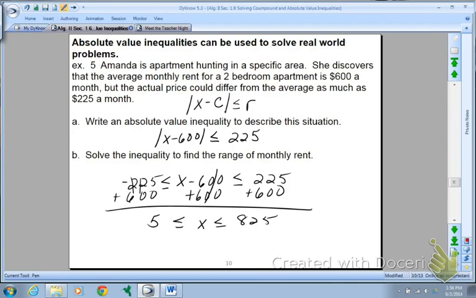Well, on the other side, I'd have to subtract 600 minus 225. So what does this mean? You can find an apartment for rent from anywhere between $375 and $825. So the average cost of an apartment is around $600. I wish.